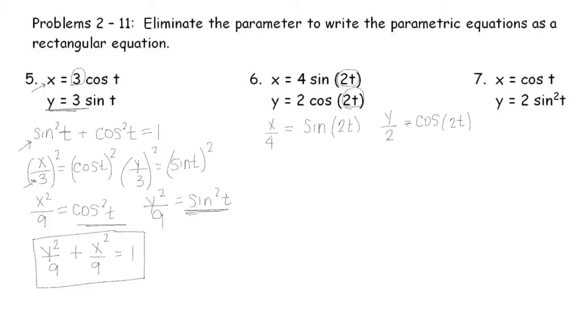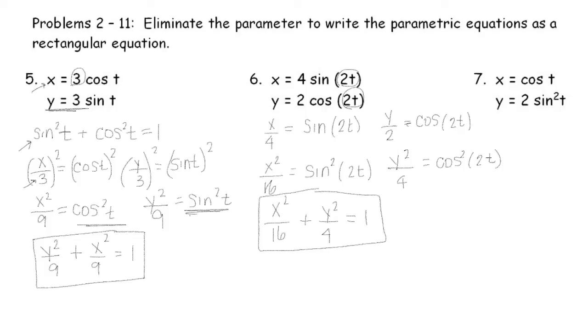And now we would square both sides. So I would have x squared over 16 equals sine squared 2t. And then I have y squared over 4 equals cosine squared 2t. And now we're ready to sub into our identity. So I would have x squared over 16 plus y squared over 4, and that is all equal to 1. And again, please leave it just like that. No need to do any more simplifying.